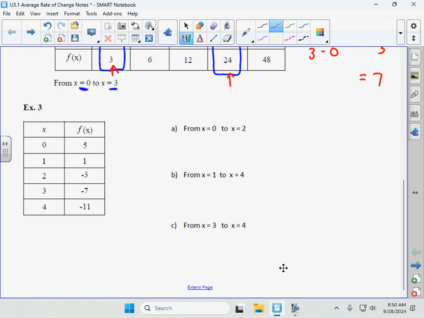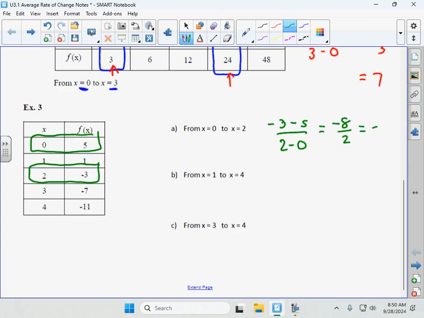For example 3, again, they give us this table. We're going to find the average rate of change from x equals 0 to x equals 2 first. So x equals 0, there's the ordered pair, and x equals 2, there's the ordered pair. And so we'll do negative 3 minus 5 over 2 minus 0. So that's negative 8 over 2, and that simplifies to negative 4. So the average rate of change from x equals 0 to x equals 2 is negative 4.